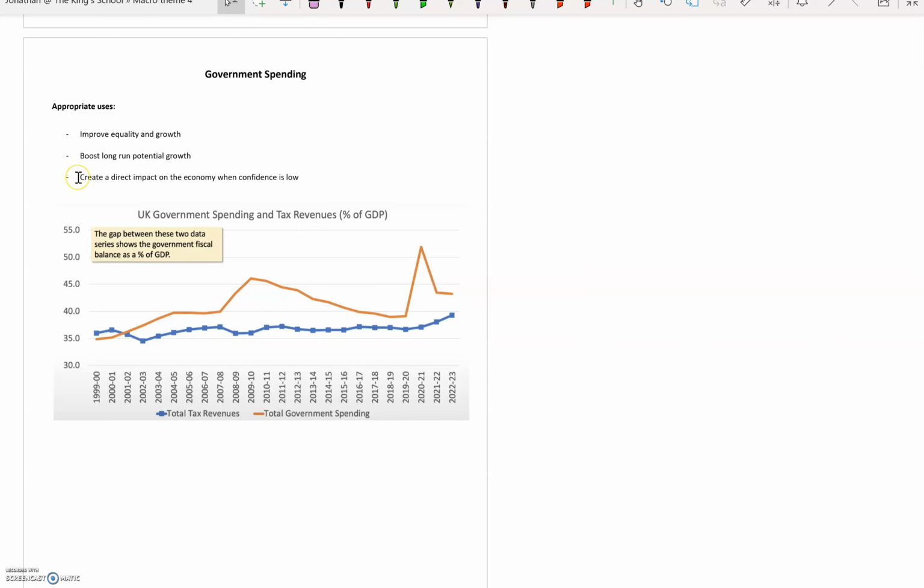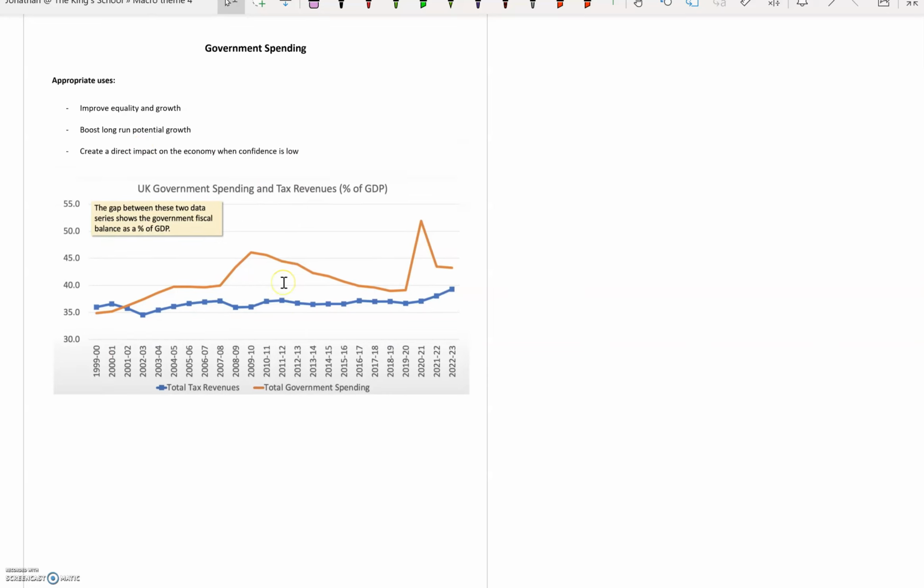And crucially, it creates a direct impact. When confidence is low, we don't need to rely on other people spending for us. We have that direct impact, and that then creates other impacts. It raises incomes, raises consumption through the multiplier, which is also great.